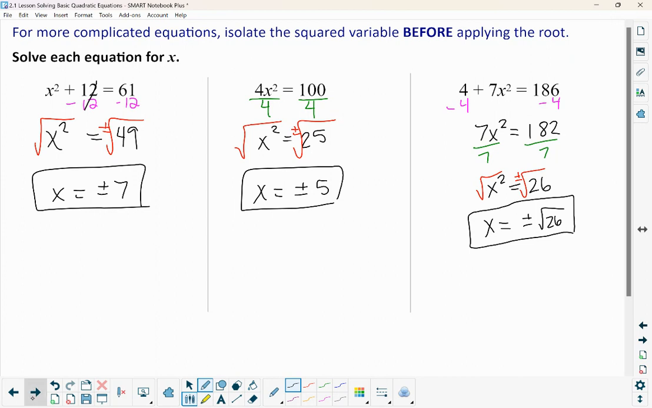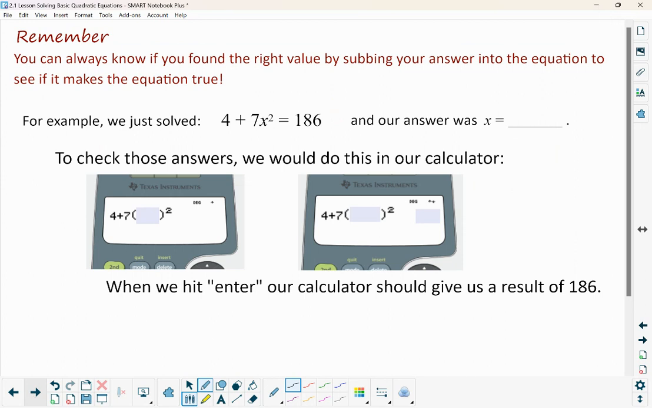Okay, remember you can always check your answer by subbing in. And in your calculator, it would look like this if you subbed in, and in both cases, your calculator should give you that answer of 186. So if you're not sure if you're doing the equation correctly, you can always check your answer.